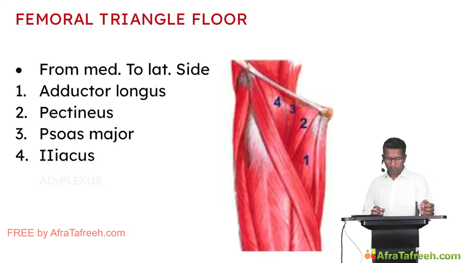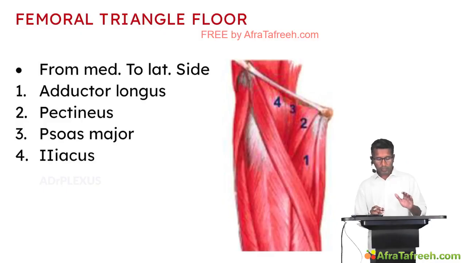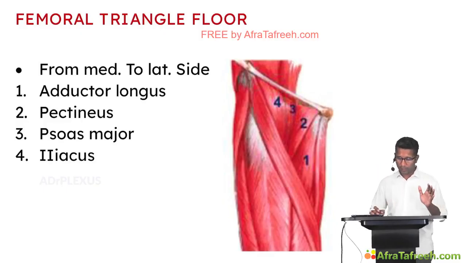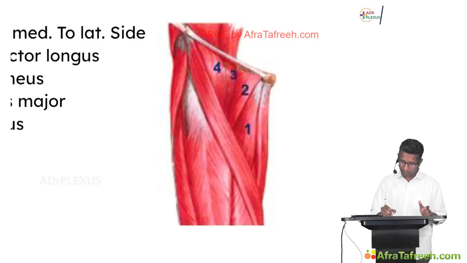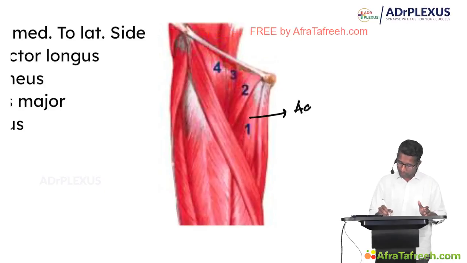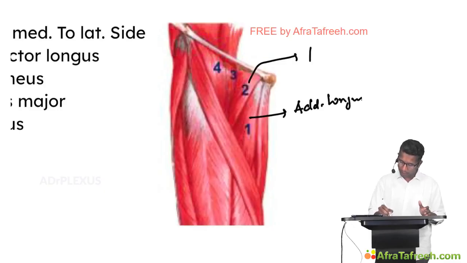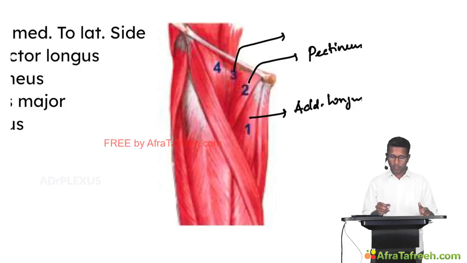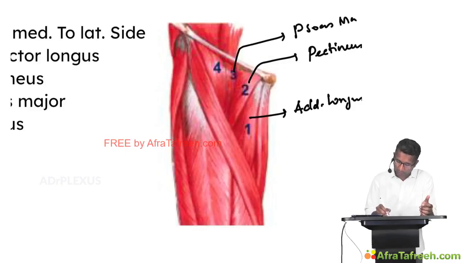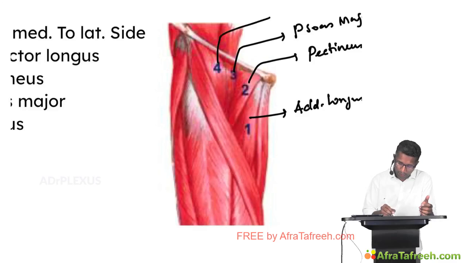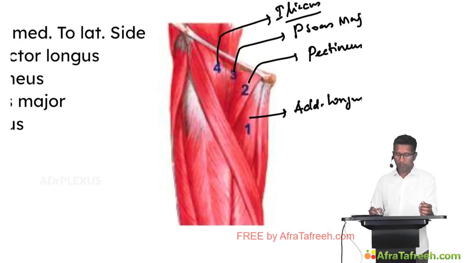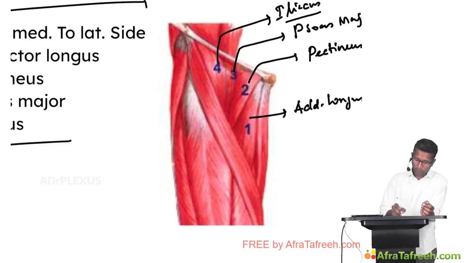The femoral triangle floor, if you see from the medial side to the lateral side, don't look at what is given here, just tell me what number 1 represents. Number 1 represents the adductor longus muscle. 2 represents the pectineus muscle. 3 represents the psoas major muscle. And 4 represents the iliacus muscle. These are the muscles which form the floor of the femoral triangle.